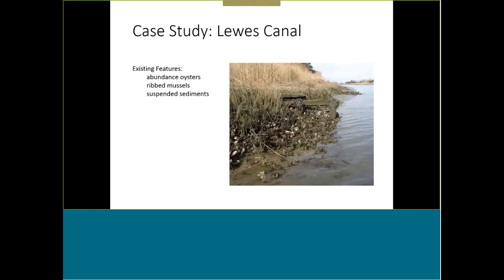there is an abundance of oysters there. There are also a lot of ribbed mussels, so that will help hold in our Spartina and all of our plants. And then in the canal, we know that there are a lot of suspended sediments, and that's important because when we create our empty cells, over time with every tide cycle, this site will fill naturally, and we won't need to bring in fill.